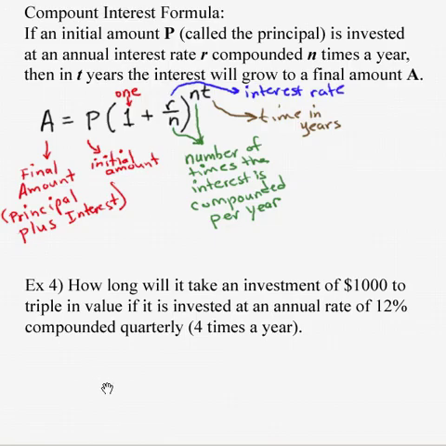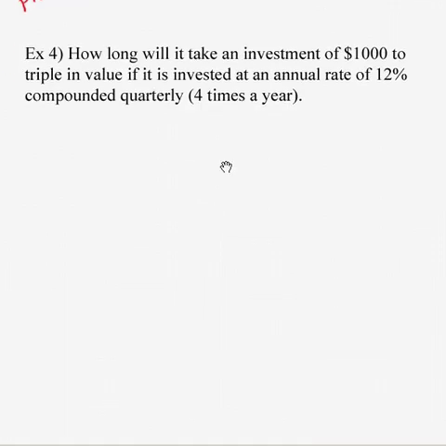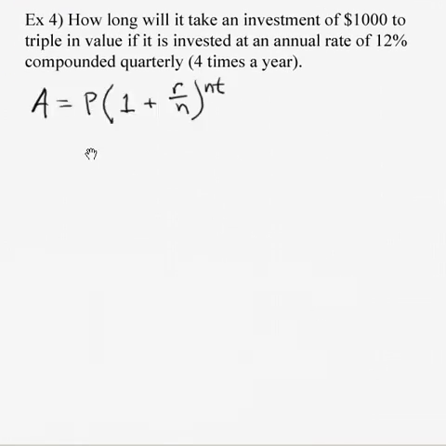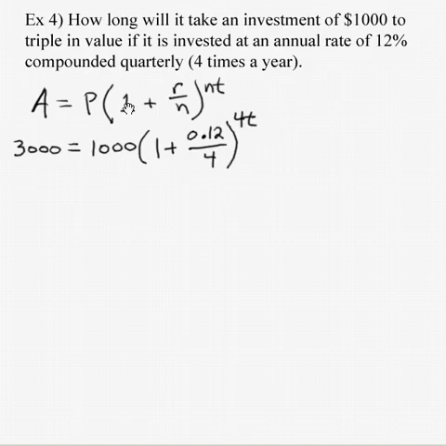So let's apply that to a problem. How long will it take an investment of $1,000 to triple in value if it's invested at an annual rate of 12% compounded quarterly, which would mean 4 times a year? Let's start with our formula. Let's fill in what we know. If the initial amount's 1,000, we want it to triple. So our final amount is 3,000. 1 is 1. Interest rate is 12%. That's out of 100. So 12 divided by 100 is 0.12. N is 4 because it's compounded quarterly. That's 4 times a year.